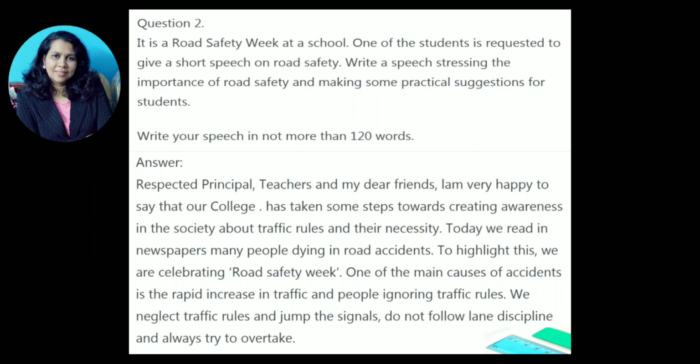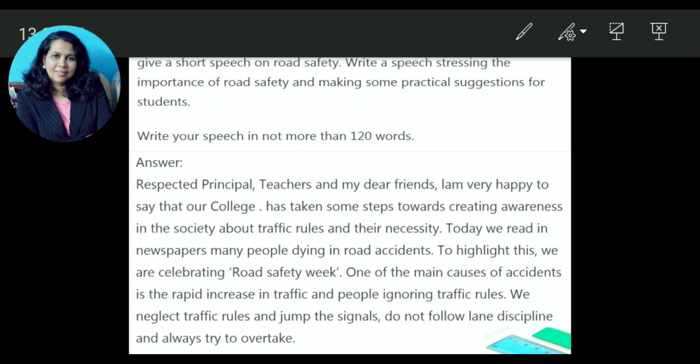So we have started a little official here. Respected principal, teachers and my dear friends, introducing your first person. I am glad, happy to say that our college has taken a step towards creating awareness in the society about traffic rules and their necessity. Today we read in newspapers many people dying in road accidents. To highlight this, we celebrate Road Safety Week. And you see, the topic is put in inverted commas. So make sure that you are doing it.